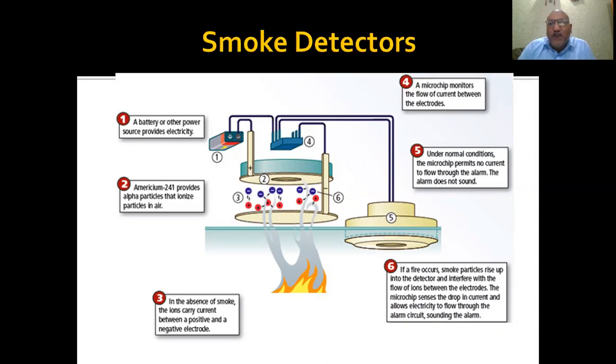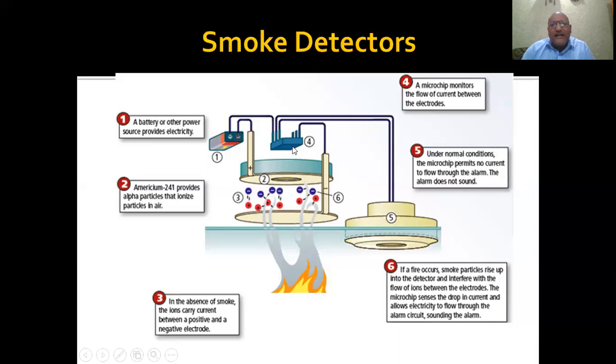Americium-241 is a radioactive isotope. It gives out alpha particles. And what those alpha particles do is they ionize the air present here. Alpha particles have very strong ionizing power. When they ionize the air between both electrodes, positive and negative ions are created, and the path of the electricity is completed. Until that path is completed, the electricity can flow between the electrodes.